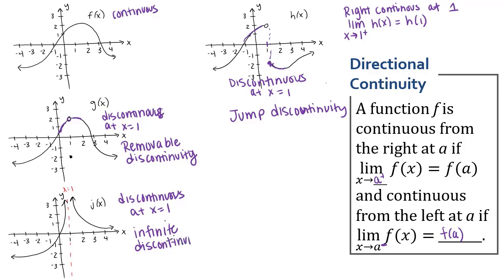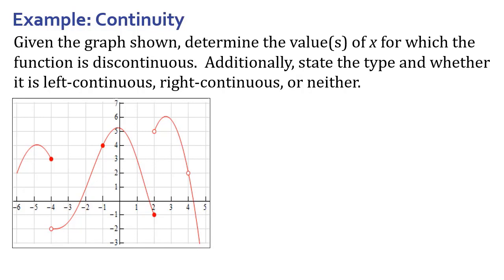All right. So let's look at more. Given the graph shown, determine the values of x for which the function is discontinuous. Additionally, state the type and whether it is left continuous or right continuous.